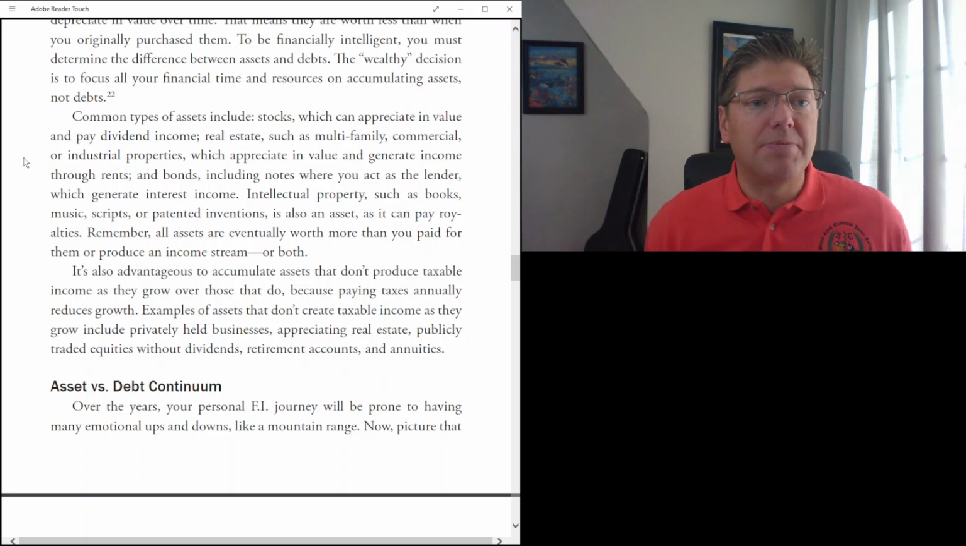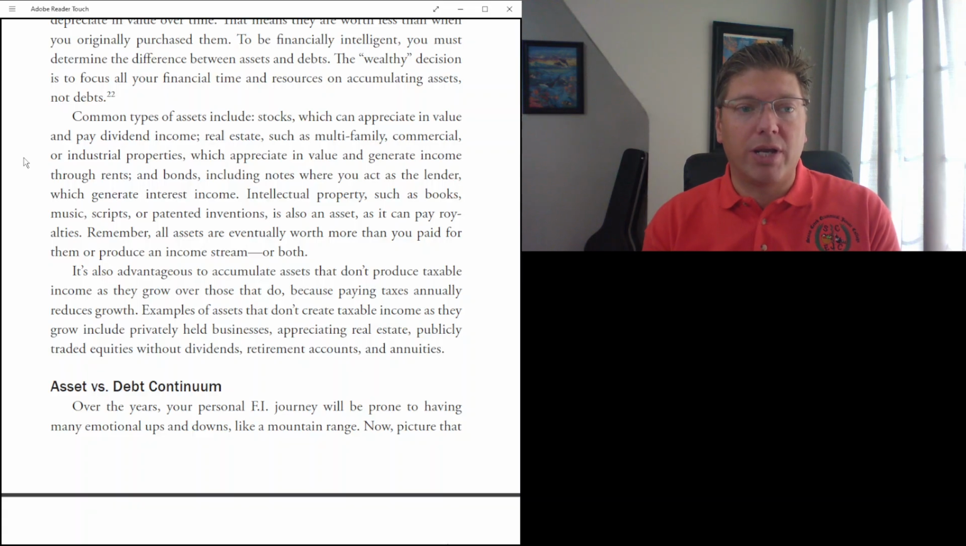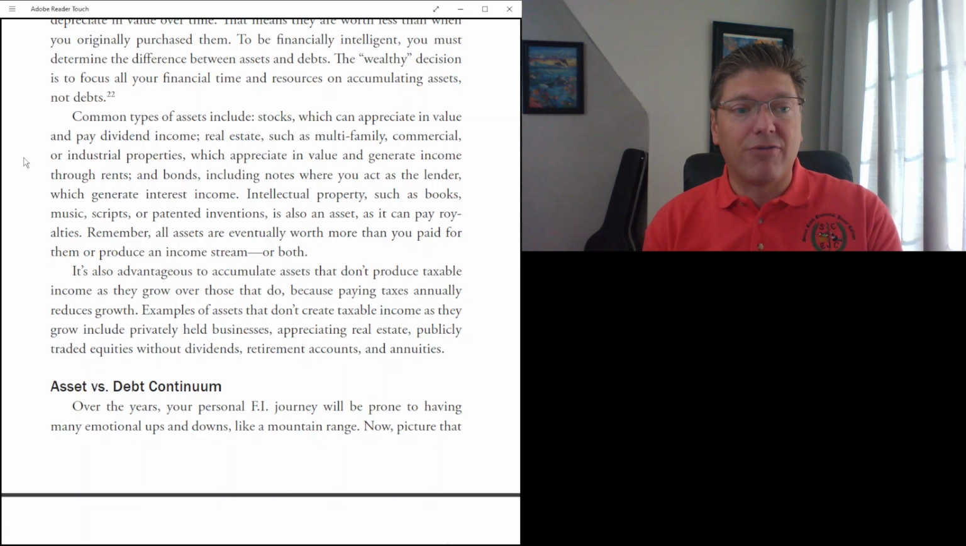All right, common types of assets include stocks, which can appreciate in value and pay dividend income. Real estate, such as multifamily, commercial, or industrial properties, which appreciate in value and generate income through rents. And bonds, including notes, where you act as the lender, which generates interest income. Intellectual property, such as books, music, scripts, or patented inventions, is also an asset, as it can pay royalties. Remember, all assets are eventually worth more than you paid for them, or produce an income stream, or both.